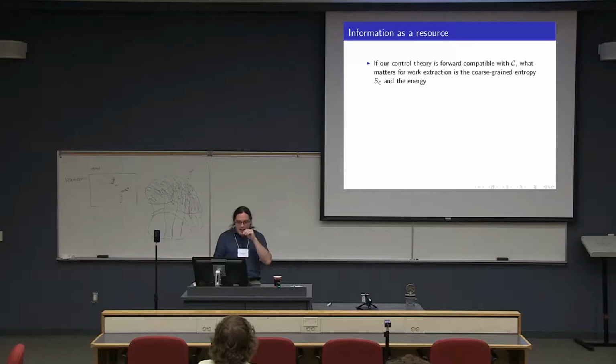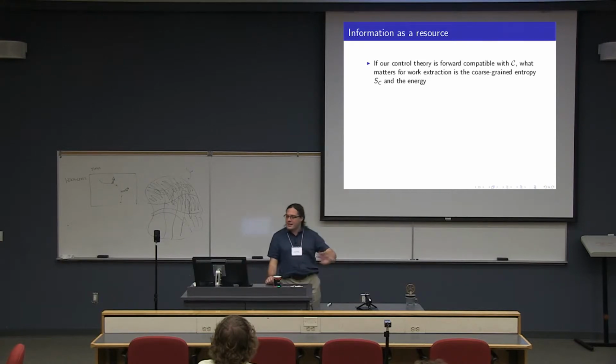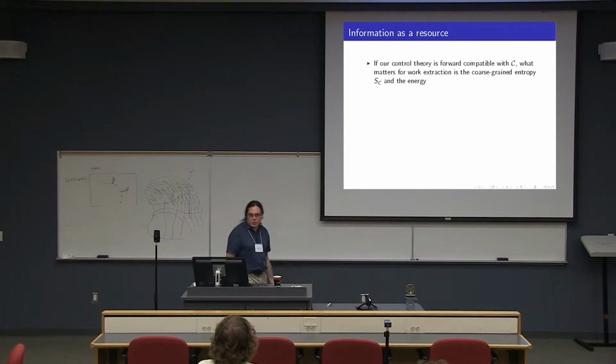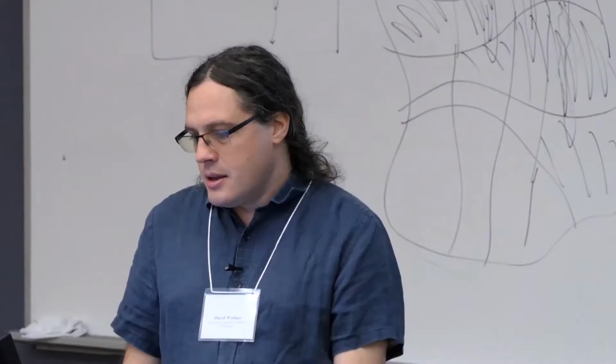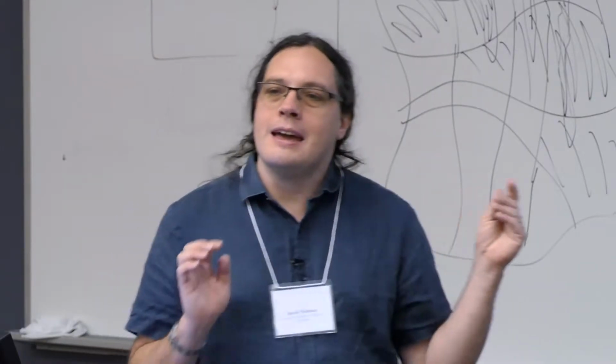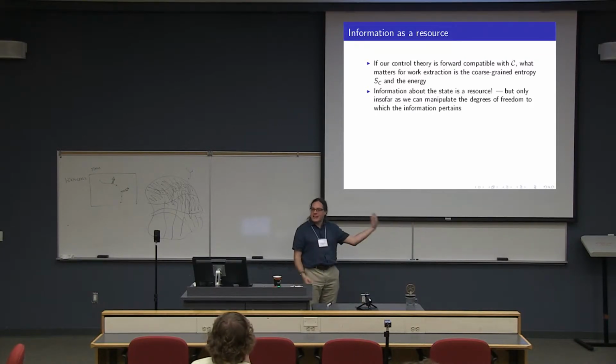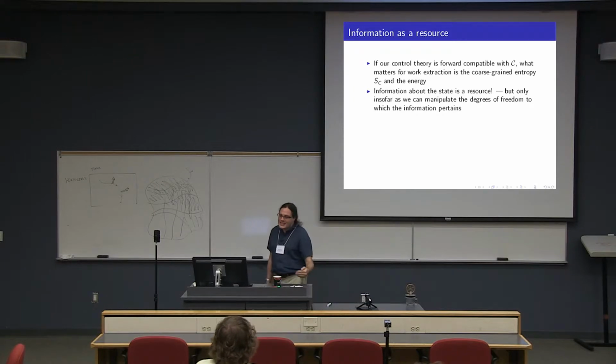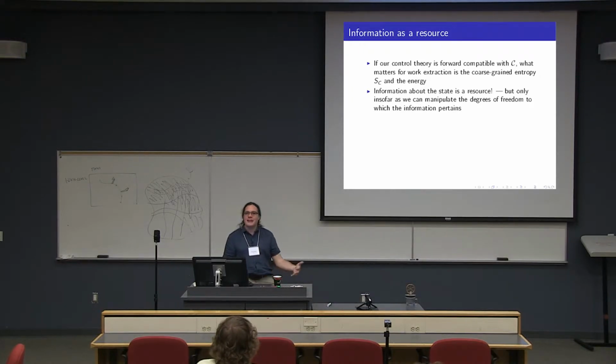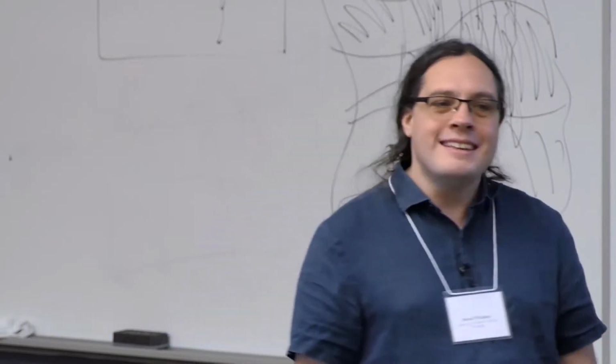So I think we can see in this kind of framework, as I noticed earlier, if I've got a coarse-grained control theory that's forward compatible with some coarse graining, what matters for getting work out is the coarse-grained entropy and the energy. The smaller the coarse-grained entropy is, the more work I can get out, the higher the effective free energy is. So information about the state is a resource, but only insofar as we can manipulate the relevant degrees of freedom. Is it helpful to know the macrostate of the system, rather than just knowing its energy? Well, yes, provided your control operations are fine-grained enough to do macrostate manipulations.